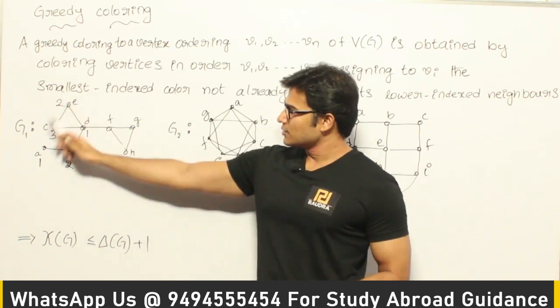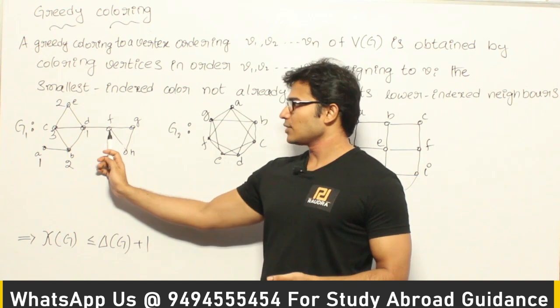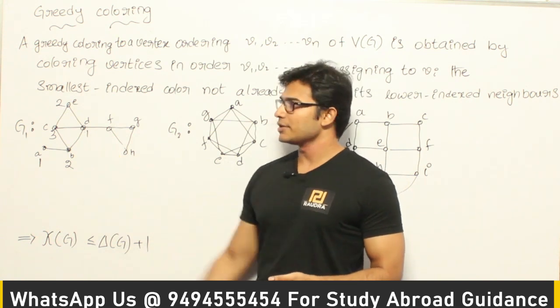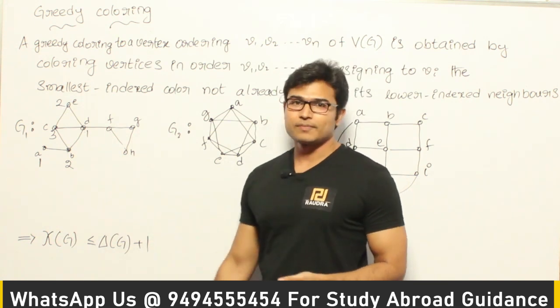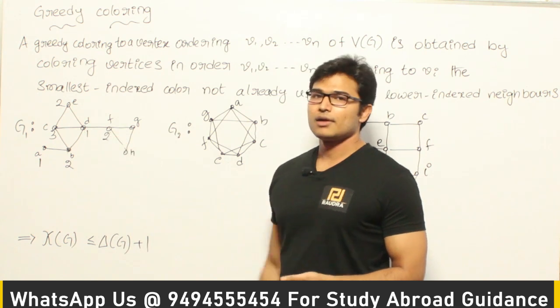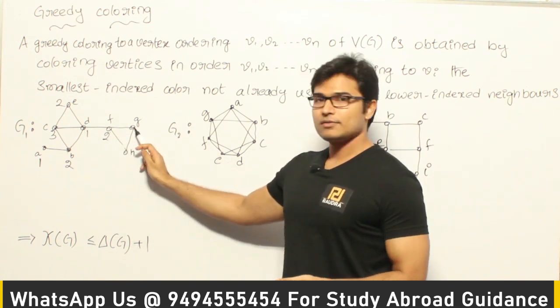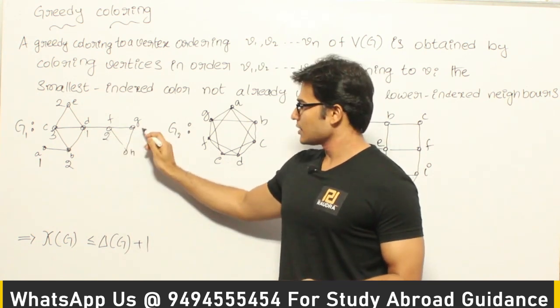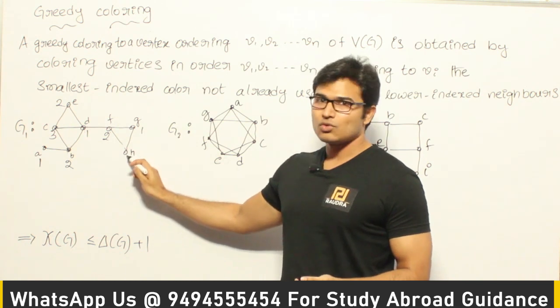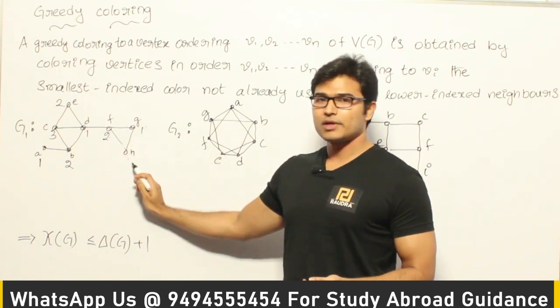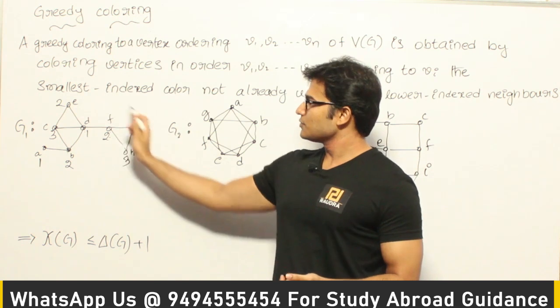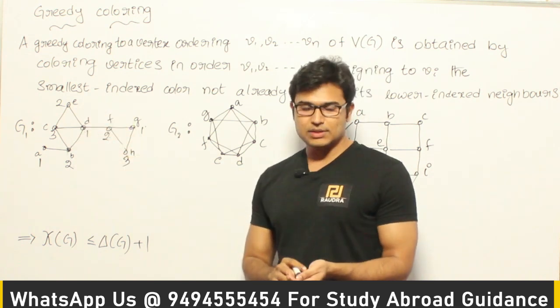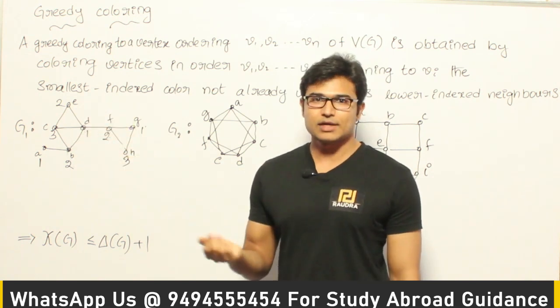Now all these are over. Coming to this, can I use 1? No, because 1 is already here. So better use 2. Coming to this, can I use 1? Yes, because none of its neighbors has 1. Coming to the next, can I use 1? No. Can I use 2? No. Can I use 3? Yes. Now if you observe this, we have never used a color beyond 3.